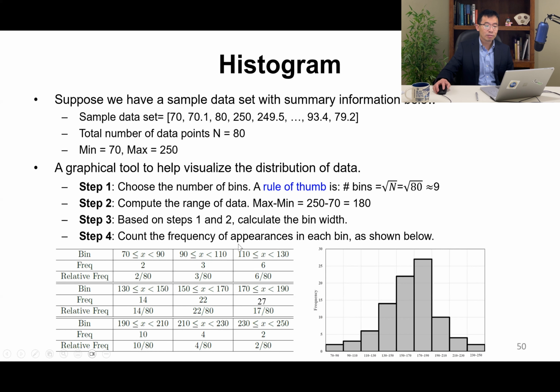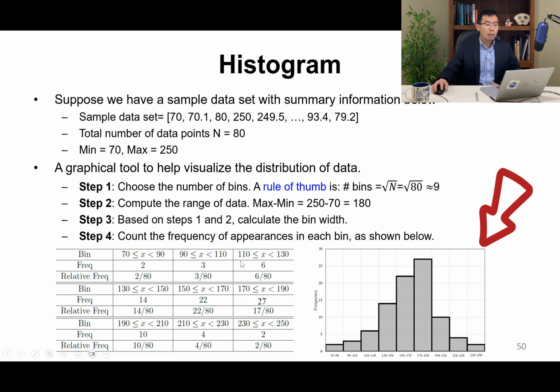Then we count the frequency of data points appearing in each bin. Now, as shown below, we have two in the first bin and three in the second bin. And the tallest one is 170 to 190. It shows up 27 times, and this one is 22 times. So this is the distribution of our data, the frequency, the occurrence in each bin.